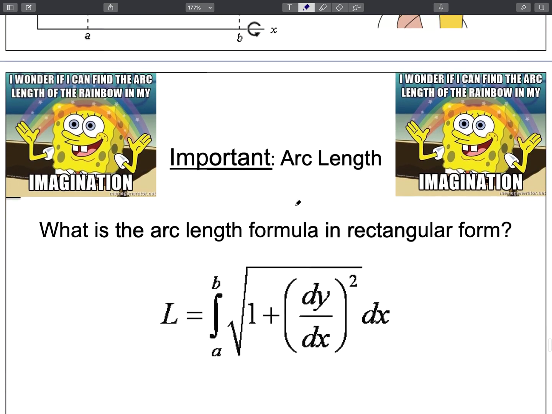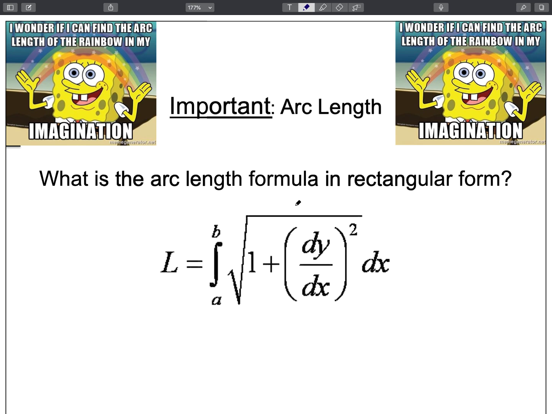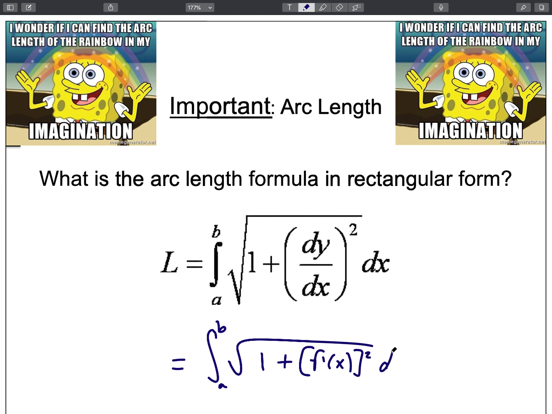All right, as for arc length, I was hoping you came up with something like this. The arc length is the integral of the square root of 1 plus the derivative squared. Oftentimes we wrote it like this: the integral from a to b of the square root of 1 plus f prime squared. But hopefully you'd agree that's the same thing as this one, which is just writing the derivative as dy dx instead of f prime.